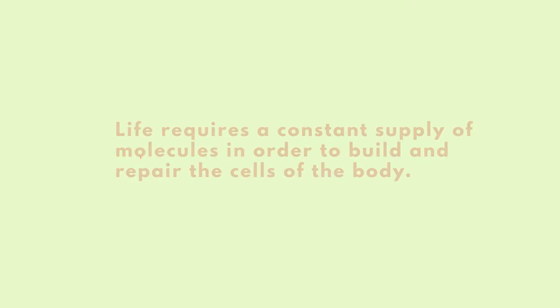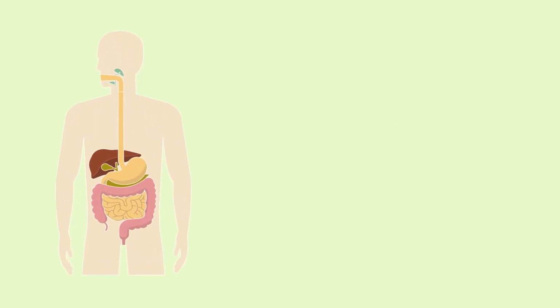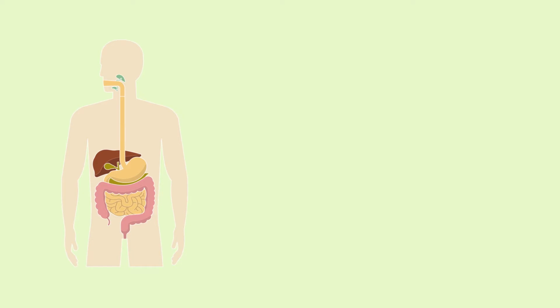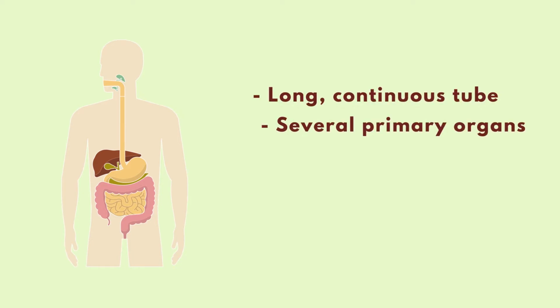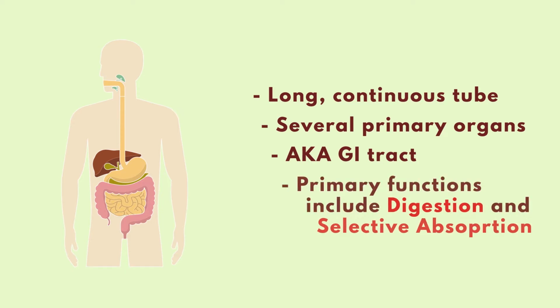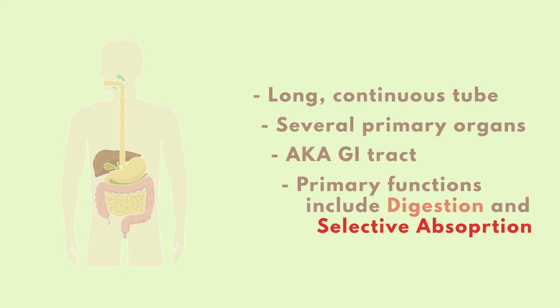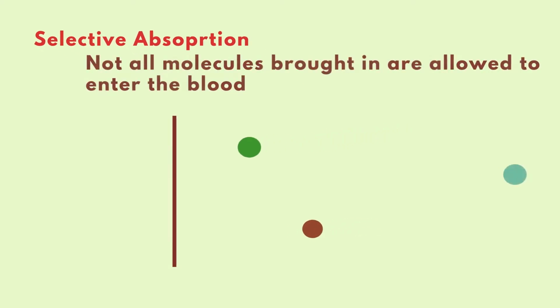Most molecules enter the body through the digestive system in the form of food. The digestive system is a long, continuous muscular tube consisting of several primary organs. This tube of collective organs is also known as the gastrointestinal tract, here now referred to as the GI tract. The GI tract provides the space for digestion and allows for selective absorption of molecules into our bloodstream and lymph. The reason absorption is referred to as selective is because not all we bring in is allowed to enter the bloodstream and lymph. The entry is tightly regulated.